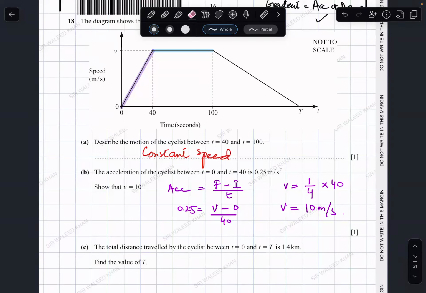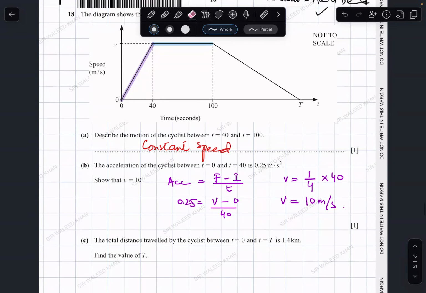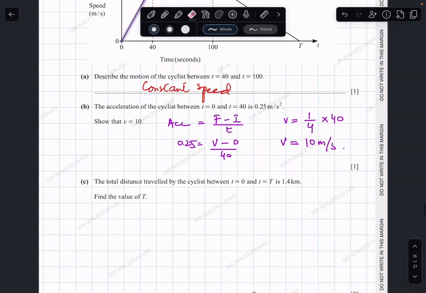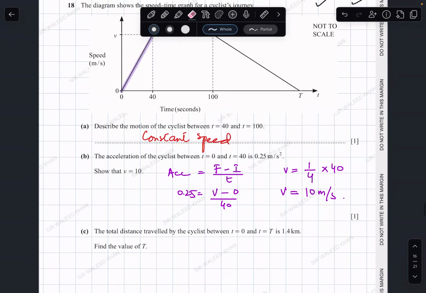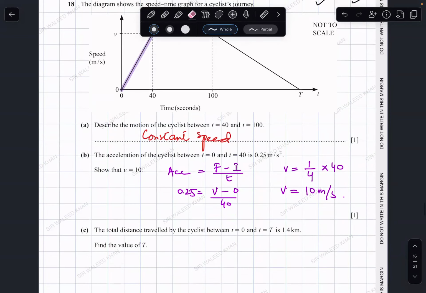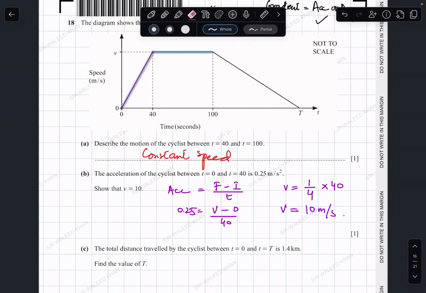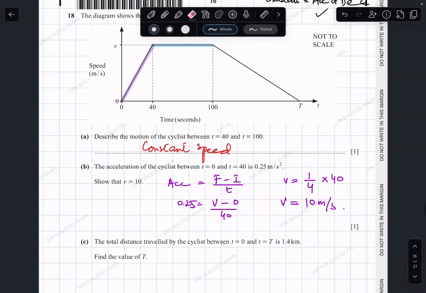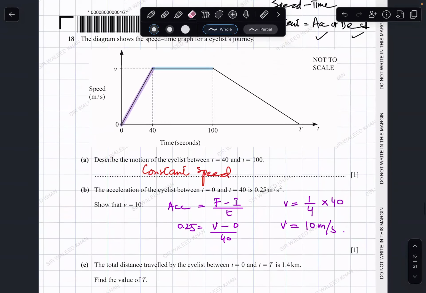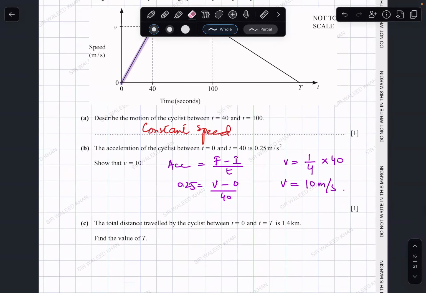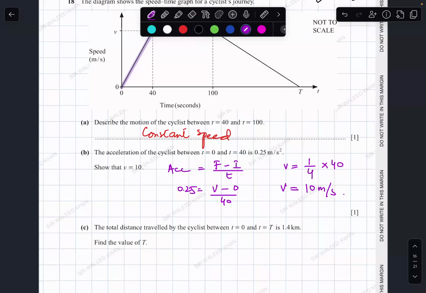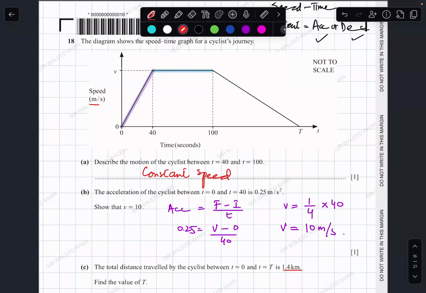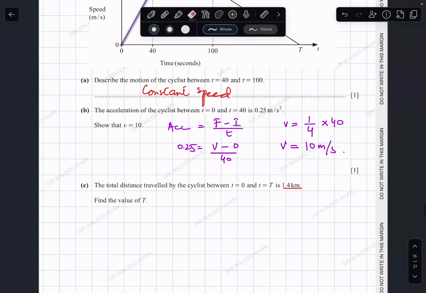Okay. Now, C part. The total distance traveled by the cyclist between T0 and T is 1.4. Find the value of T. So they have given us the total distance. Because the data we are dealing with is meter per second, let's convert it into meters. 1400 meters.